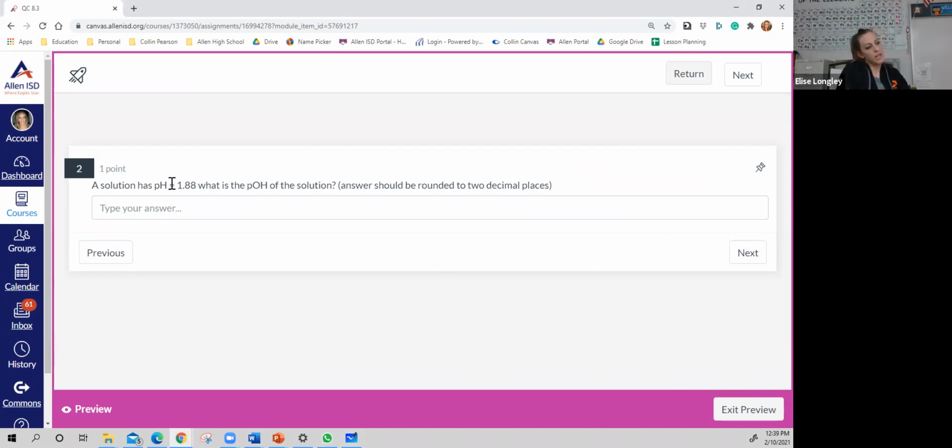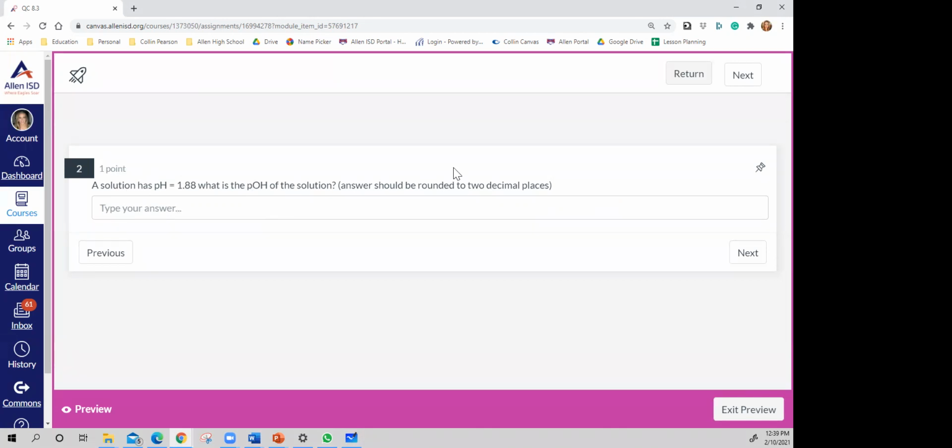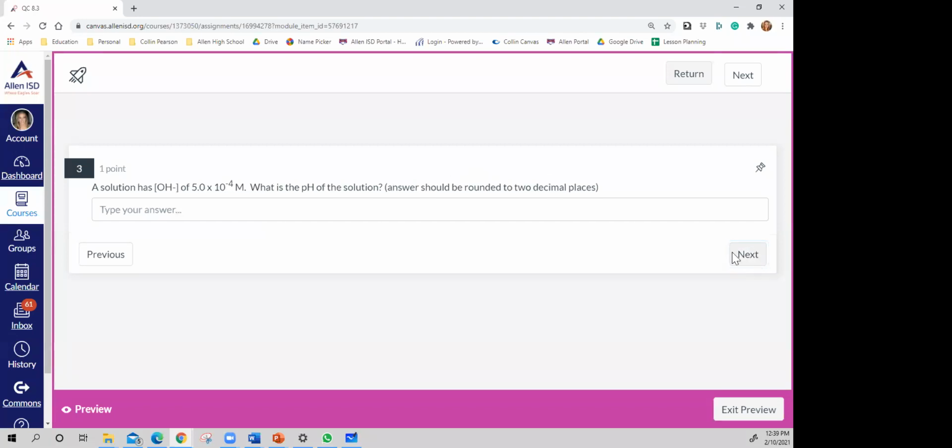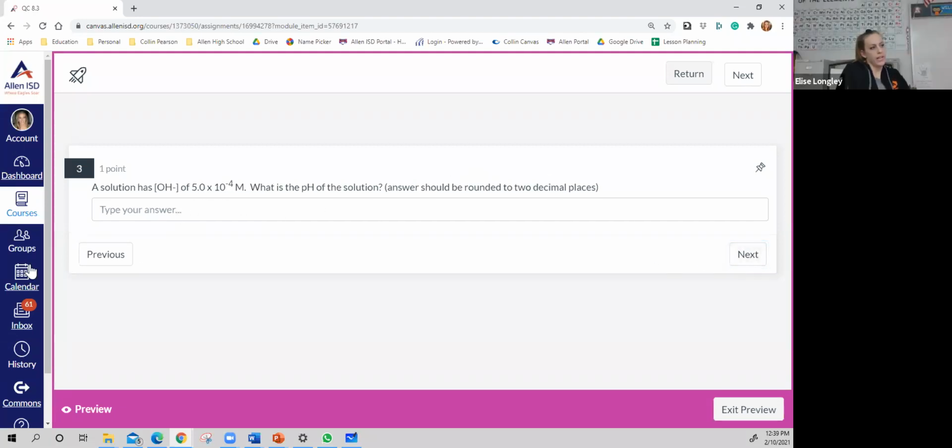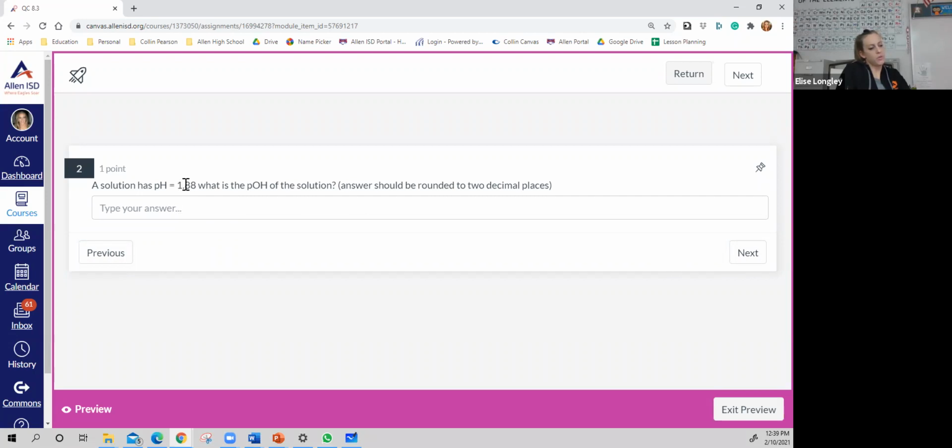A solution has a pH of 1.88. What is the pOH? So what are we going to do here? Subtract it from 14. Perfect. If you do 14 minus 1.88, you'll end up with 12.12, and that'll be the pOH, right? Mental math, maybe? Oh, I'm so tired.